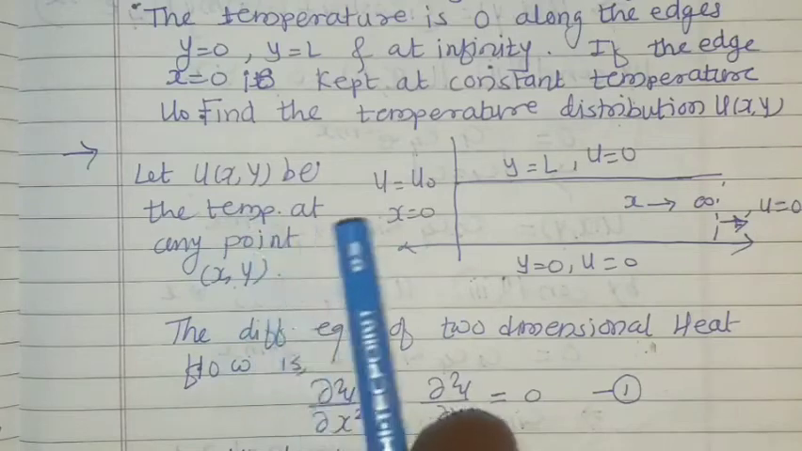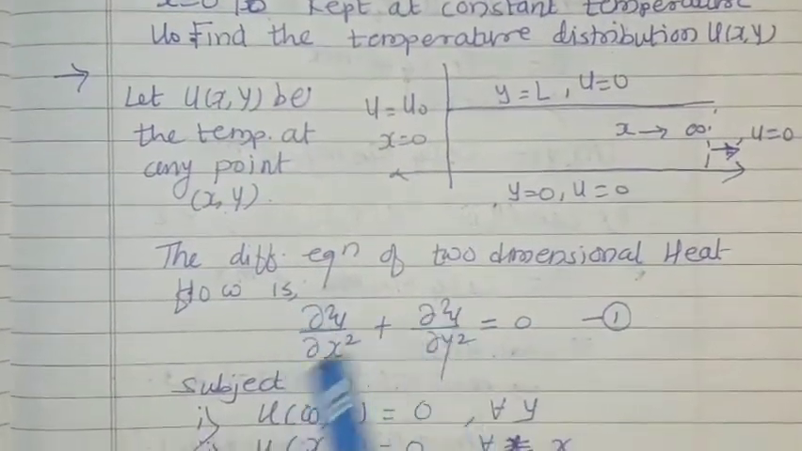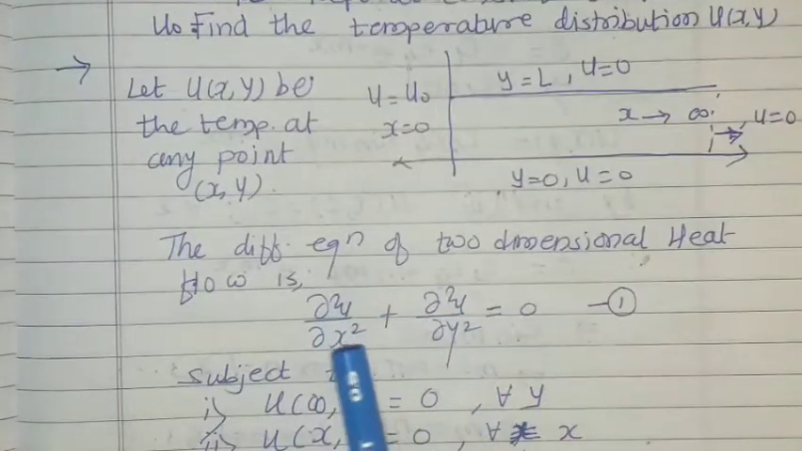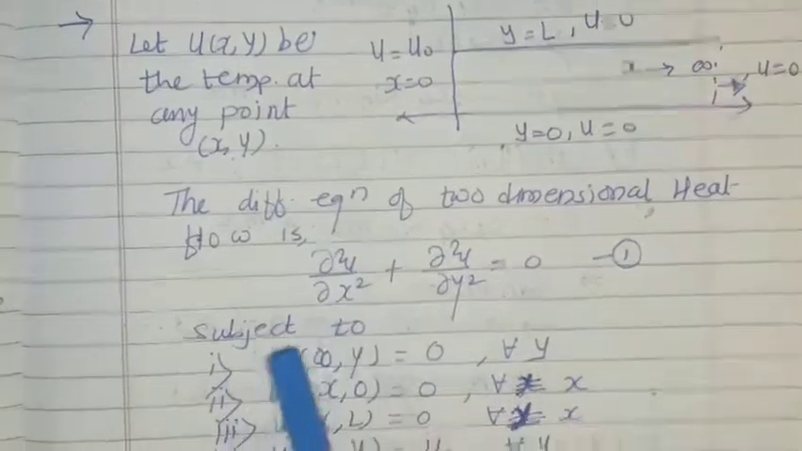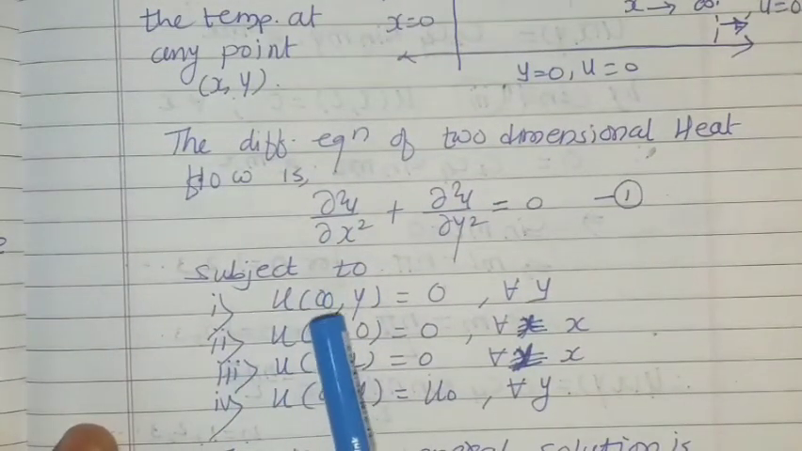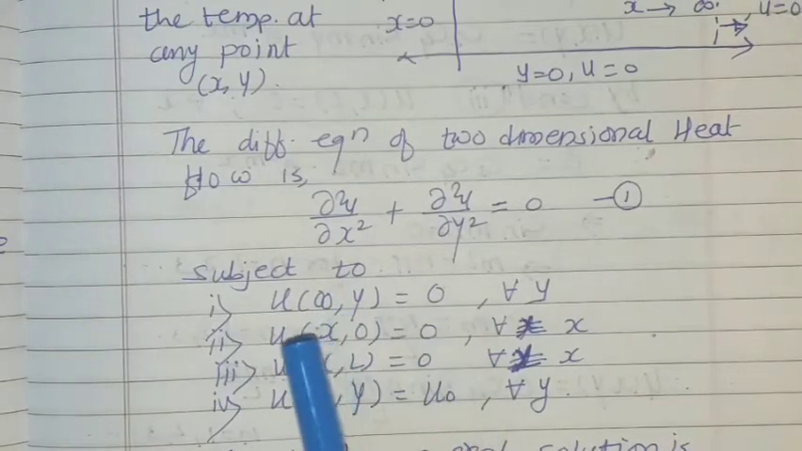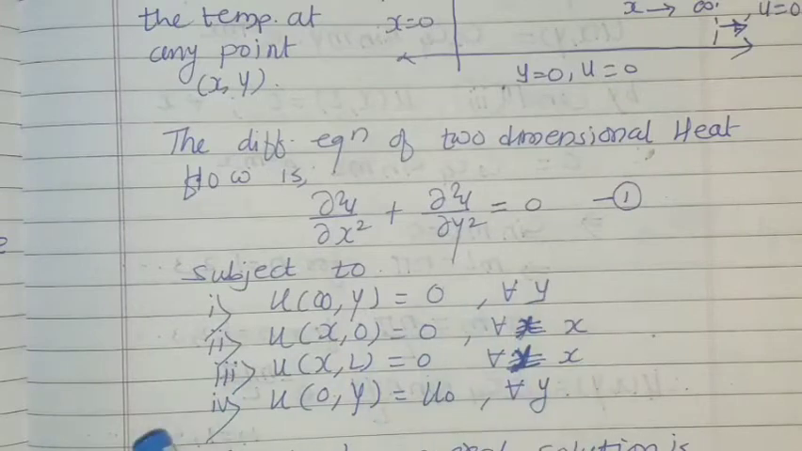Let u of x, y be the temperature at any point x, y. The differential equation of two-dimensional heat flow is known to us. It is the Laplace equation, del squared u by del x squared plus del squared u by del y squared equal to 0, subject to the boundary conditions I have written here. In total we have 4 conditions. The condition with x infinity we write at the beginning: u at infinity comma y equal to 0 for every y.